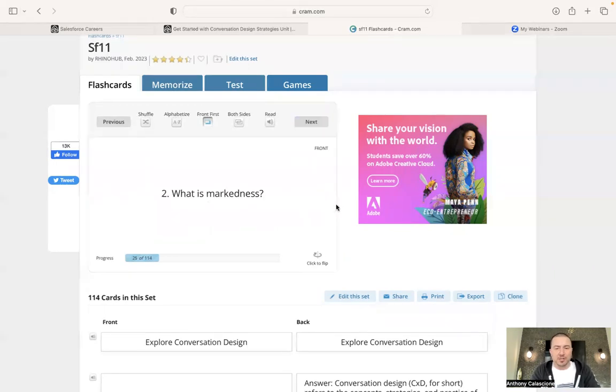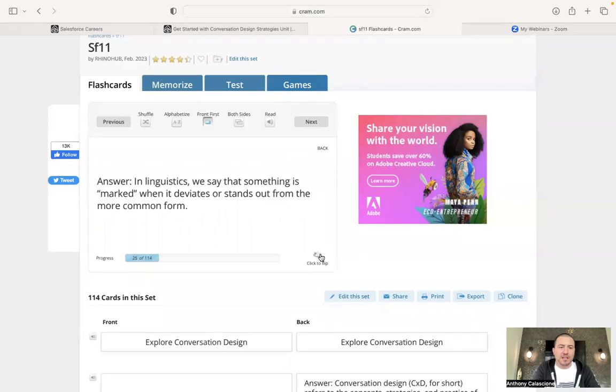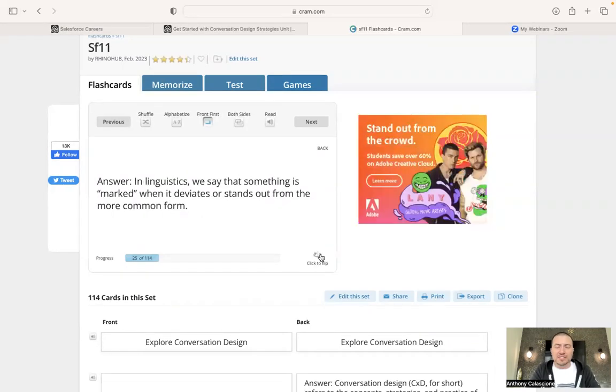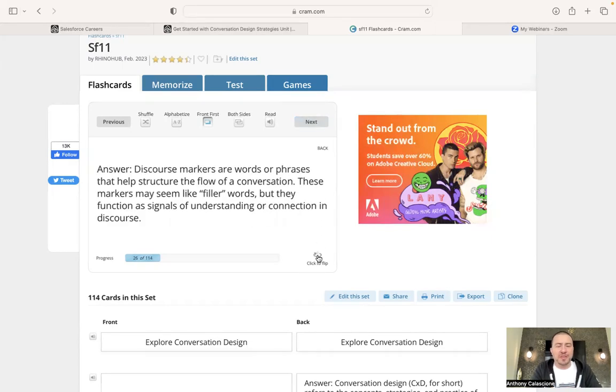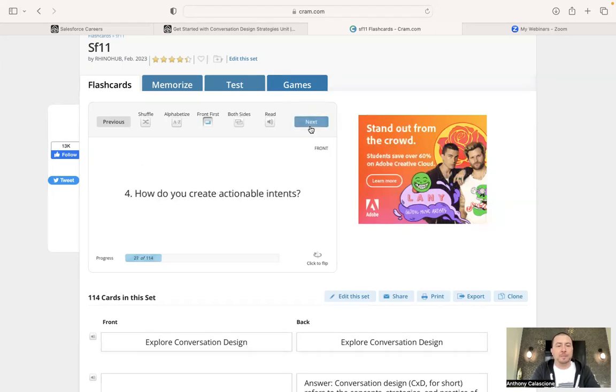What is markedness? In linguistics, we say that something is marked when it deviates or stands out from a more common form. What is the purpose of discourse markers? Discourse markers are words or phrases that help structure the flow of a conversation. These markers may seem like filler words, but they function as signals of understanding or connection in discourse.